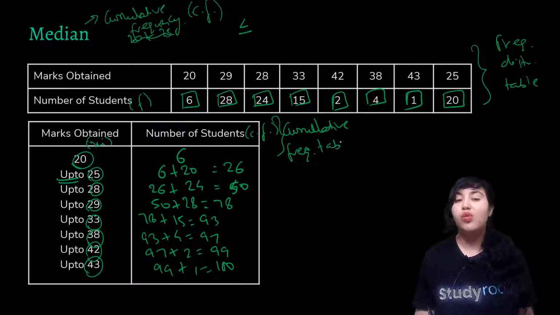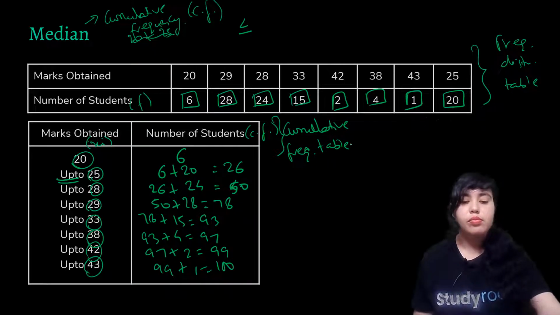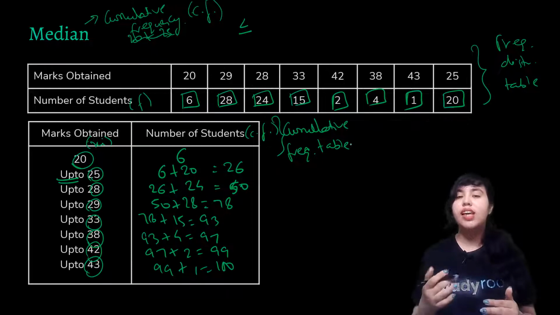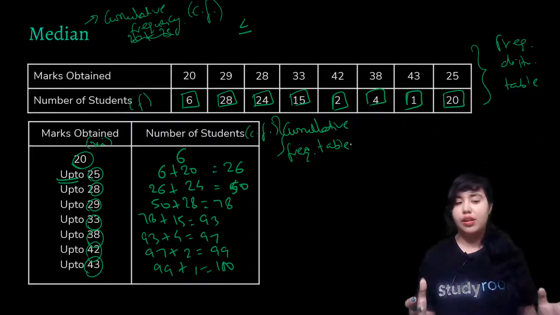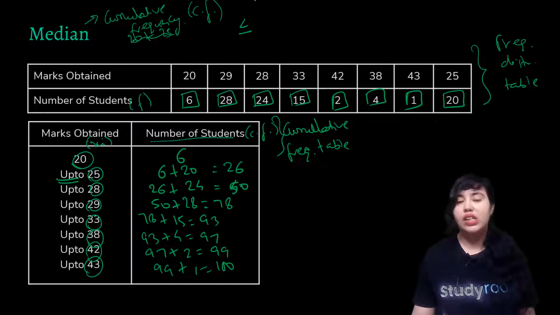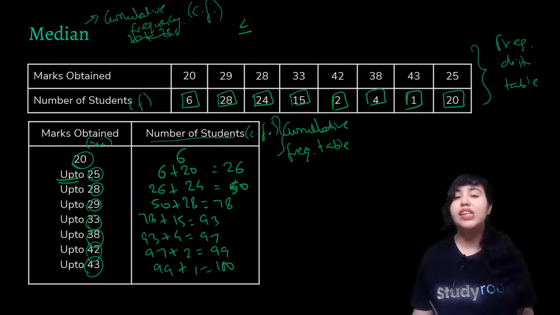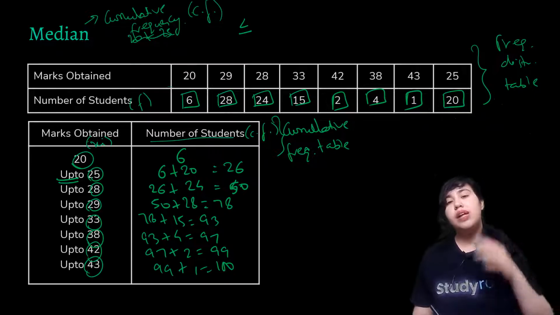Now you must be wondering, what does this term cumulative frequency mean? It is used to determine the number of observations that lie above or below a particular value in the given data. Okay, so how is it different from your frequency? Both are telling you the numbers of students only in this case. So how is cumulative frequency different from frequency? Frequency just deals with the present frequency, but cumulative frequency takes into account the previous frequencies and then adds them to the present frequency.